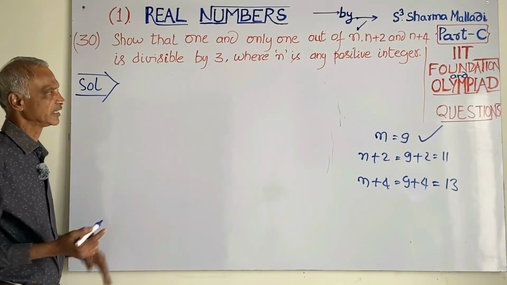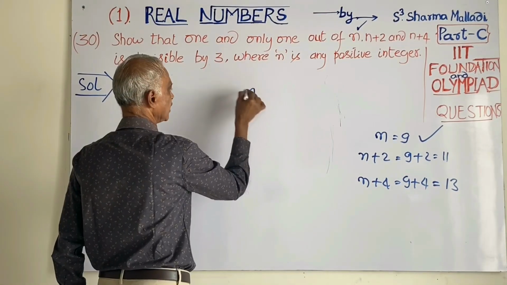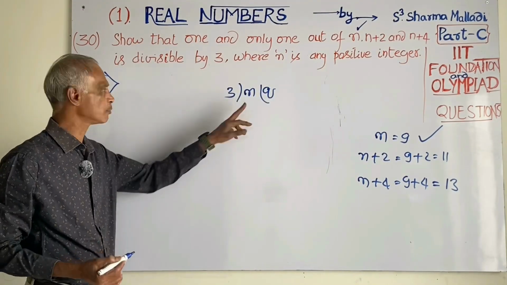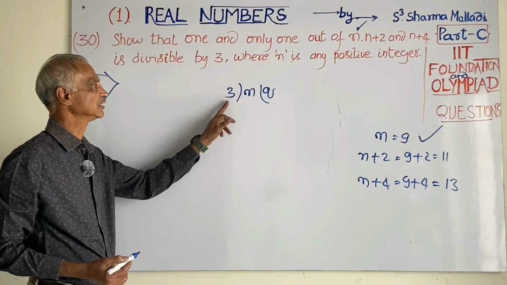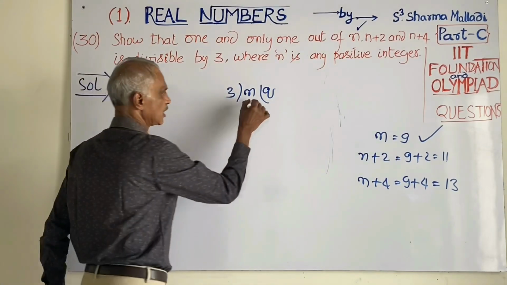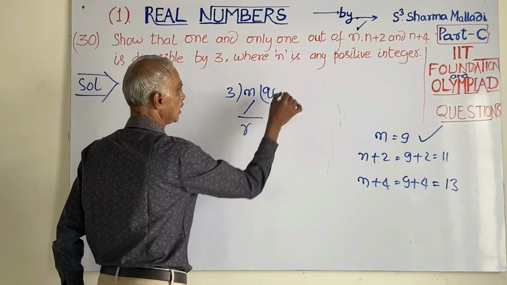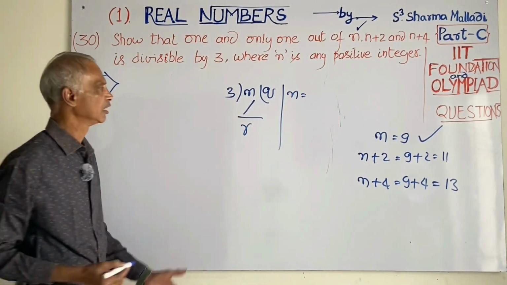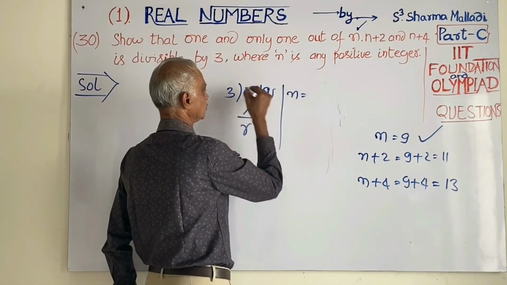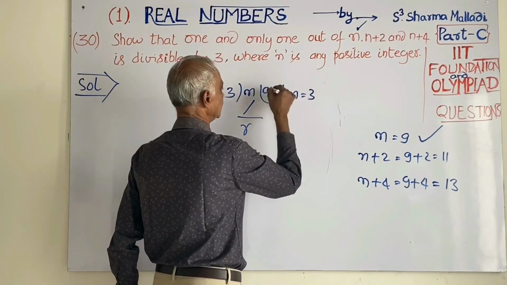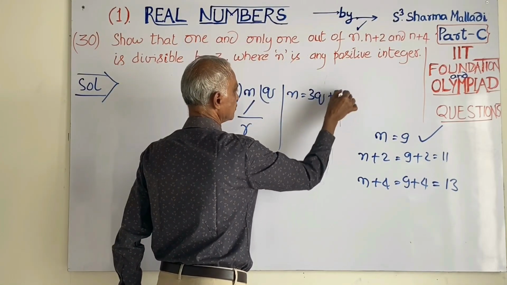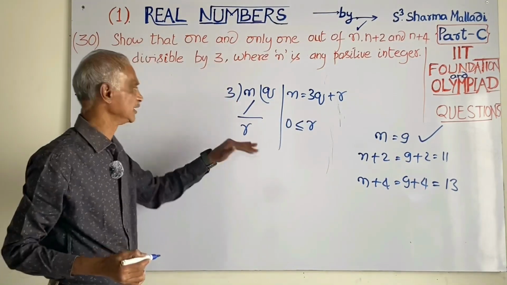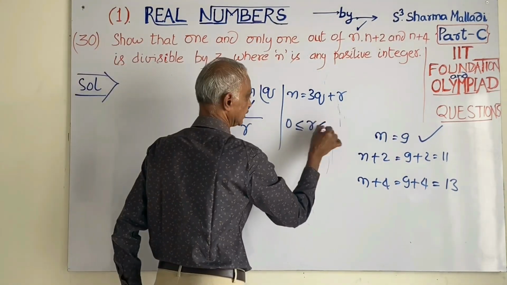Now first I will divide a number n with 3. I will divide a positive number n with 3. Quotient is q and remainder is r. It can be written as, what is Euclid's division lemma? Dividend is equal to divisor into quotient plus remainder. This remainder must be greater than or equal to 0 and less than the divisor 3.